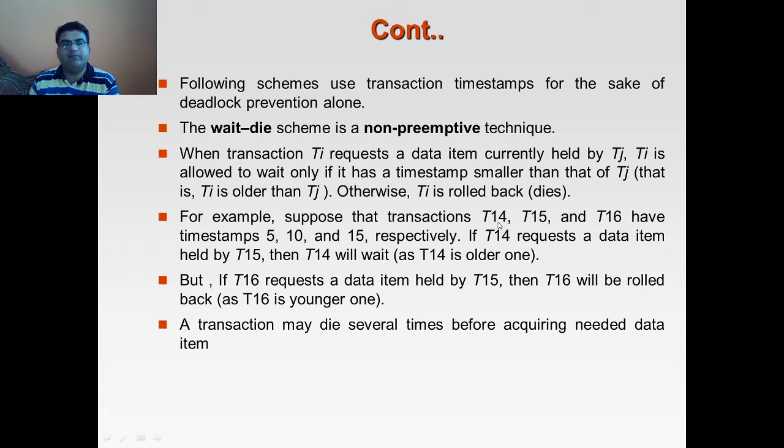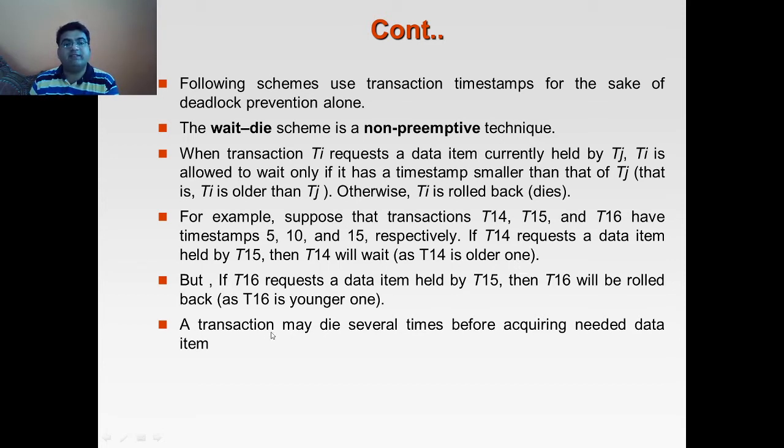the system, based on comparison of timestamp value, it can be easily assessed that T14 is the older transaction which has come earlier. So in this case, since it's non-preemptive, first T15 would complete its assignment, and then T14 would be assigned the same data with a suitable lock. So in this case, T14 will wait because T14 is the older one.